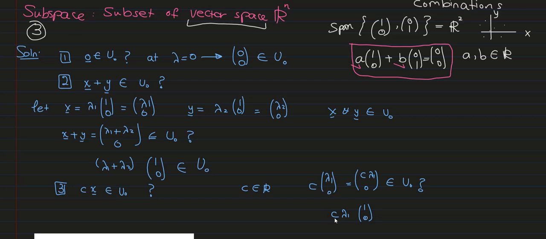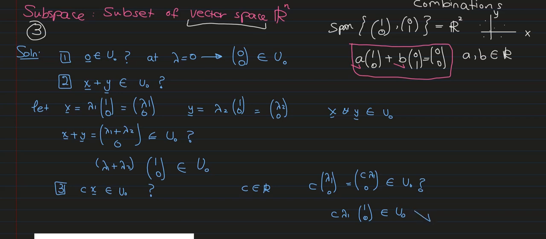And C, we have just mentioned that it belongs to the set of all real numbers. Fine. Lambda 1 also, because we said that X belongs to U node, and U node has that coefficient belonging to all real numbers. So the product of two real numbers is a real number. And therefore, this product will exist in U node. So what we are searching for is true.